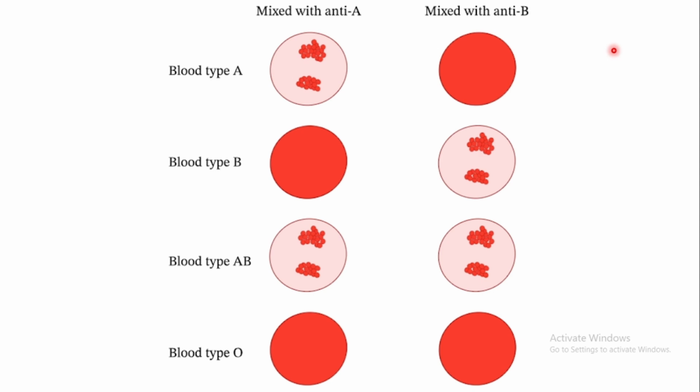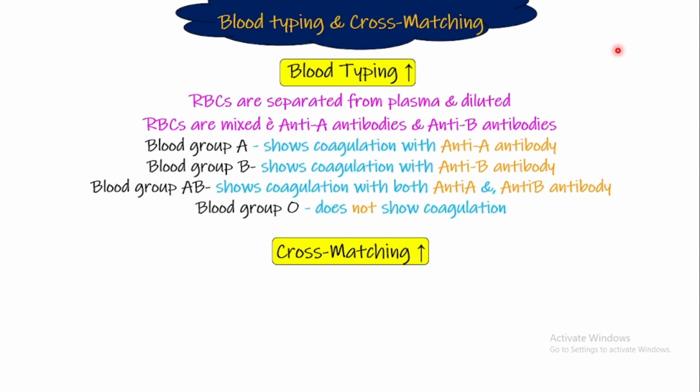First, the RBCs are separated from the plasma. And why are they separated from the plasma? Because basically the antigens are present on the RBCs, so we want to study them. So RBCs are separated from the plasma and then they are diluted. And after being diluted, RBCs are mixed with anti-A antibodies and anti-B antibodies, just like this. So anti-A antibodies and anti-B antibodies are mixed with our red blood cells.